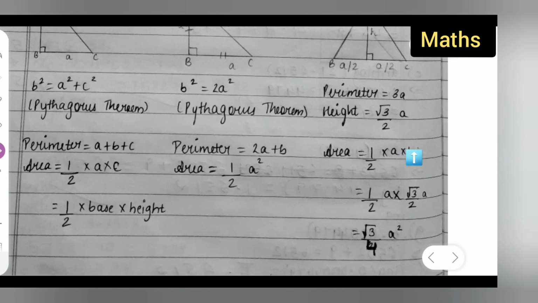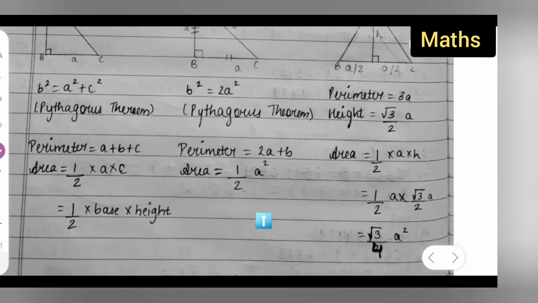So if you take area is equal to half into A multiplied by H, half into A, right, what is your height? Root 3 upon 2 A, right? So if you multiply, you will get root 3 upon 2 into 2 is 4, A into A, it will be A square. Okay, over here.